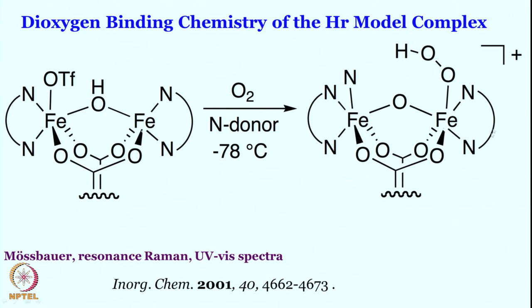Another iron site will have the 2 nitrogen binding and the hydroperoxo species formation, oxygen-oxygen stretching, and all the other spectroscopic features, UV visible, Mossbauer spectra are exactly similar to what is found in the enzyme. That is fantastic, and these are completely reversible oxygen binding in the enzyme. That is fine. So, you have seen the difference between hemoglobin and hemerythrin. Let us quickly look at the hemocyanin.